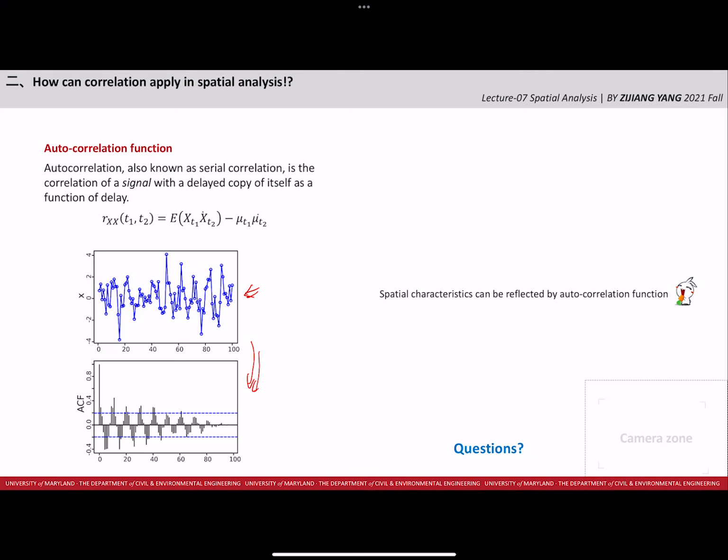We can see it looks like this. It is gradually decreasing, and on the other hand, it also has some oscillation. So it can reflect some information about our sample data. And here is a take-home message: spatial characteristics can be reflected by the autocorrelation function, especially when the cases become complicated.